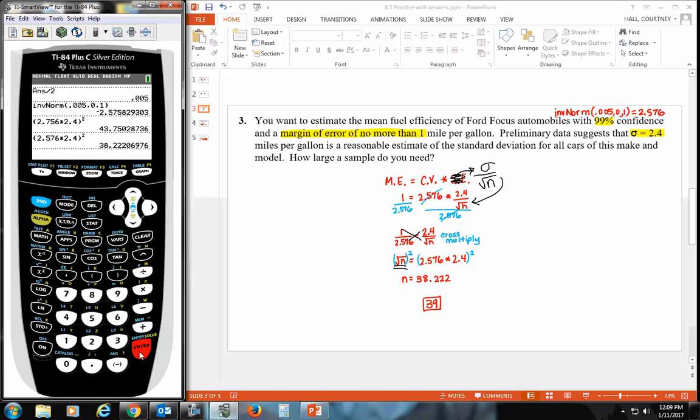You always, for sample size, have to round up. Because if you put in 38 as your sample size and you rerun this, you're barely going to be below, or actually you'll be right above the 1 mile per gallon for the margin of error, and so you'll miss it by just a hair, and you don't want to do that. So always round your sample size up.